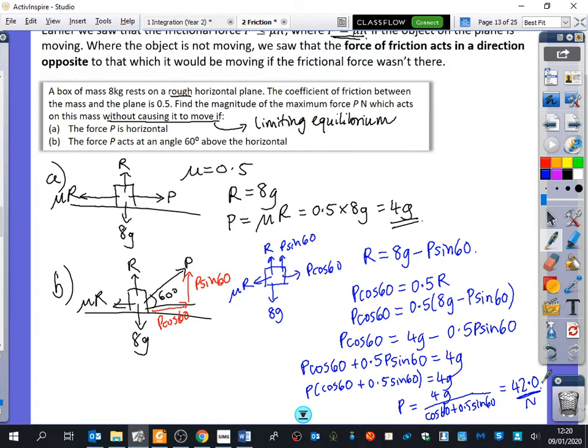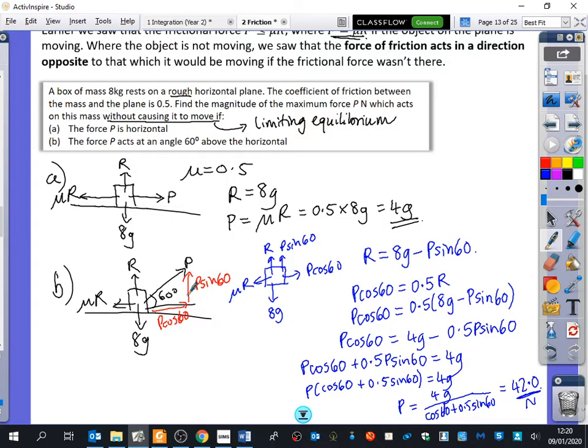So the maximum value of P has changed here. And the reason the maximum value of P has changed is two reasons. One of the reasons is P coming up at an angle changed the value of R, which changed the value of the friction. The other reason it's changed is because P is at an angle, some of the force is doing an upwards bit and some of it is doing an alongwards bit. So there's two kind of reasons why it's changed. It's very hard to predict whether the maximum value of P would increase or decrease. It probably depends on the angle that we have.